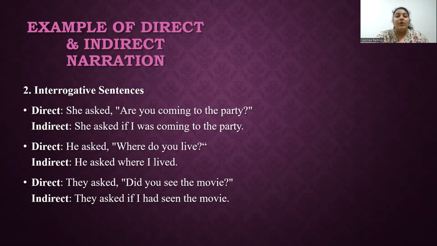So here are some examples of interrogative questions and statements using direct and indirect narrations. What are you doing? She asked him directly, and indirectly she asked him what he was doing. Where are you going? He asked directly. He asked where she was going. Why did you leave? She asked him directly. In indirect narration, she asked him what he was doing. He asked her where she was going. She asked him why he had left. So these are the direct and indirect narrations which we use.